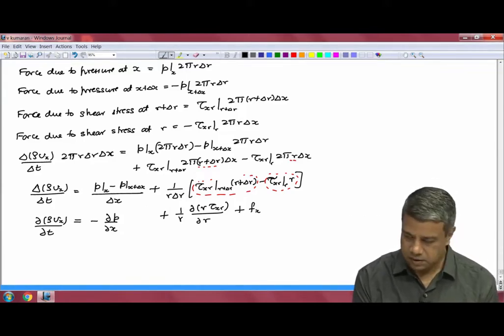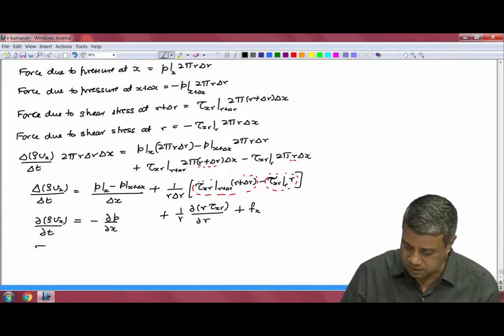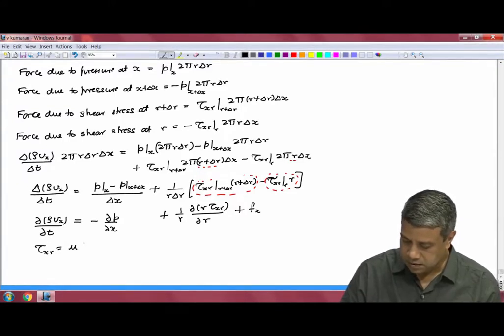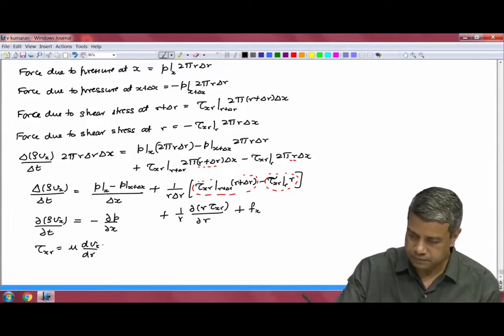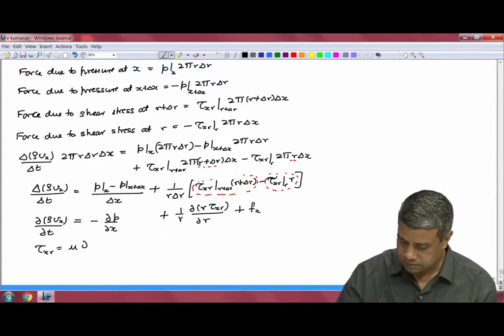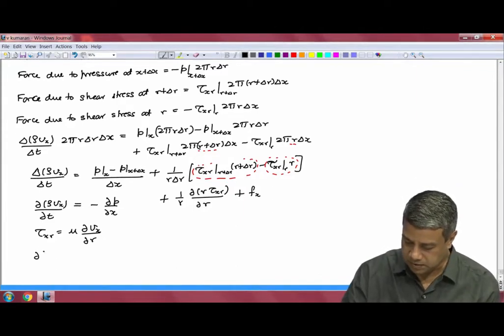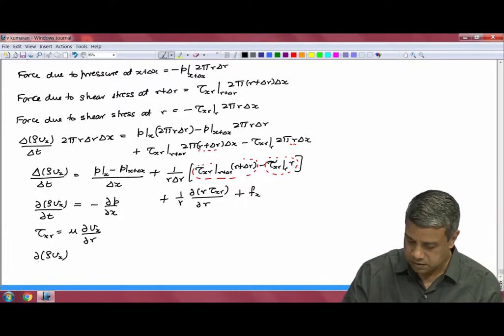Now, we can substitute the constitutive relation for tau x r, times d v x by d r, and the balance equation becomes partial of rho v x by partial t.